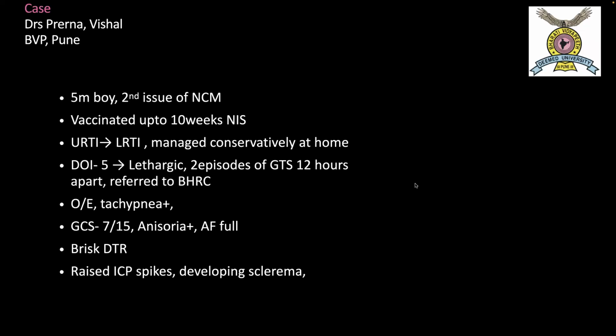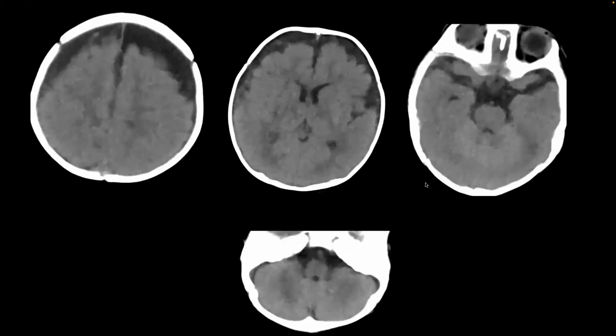I think just to summarize, basically this was a well-thriving boy, fully vaccinated, just the 16 weeks vaccination missing, and then had a very rapid deterioration following a minor upper respiratory tract illness with an RDS type picture, respiratory distress, altered sensorium, and features of raised ICP. All right, with that background, I think there are two scans, a CT and an MRI.